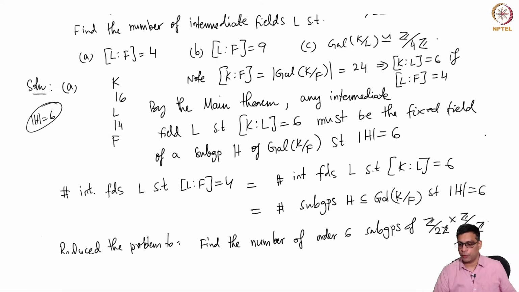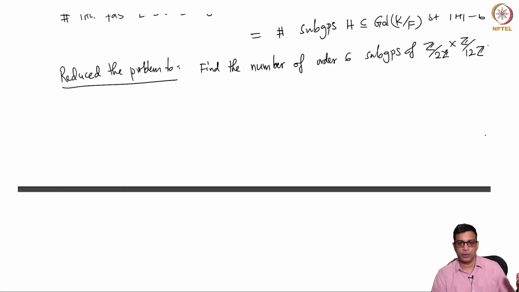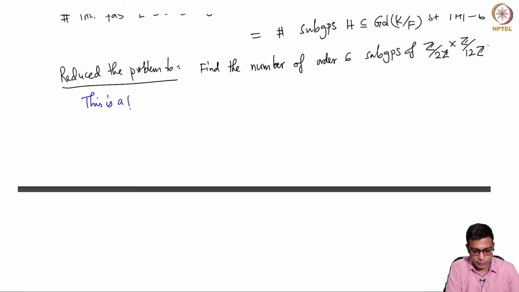Remember, the Galois group is isomorphic to Z mod 2 cross Z mod 12. So the number of subgroups of order 6 of the Galois group is exactly the number of subgroups of order 6 of this very nice, concrete group. Okay, so if two groups are isomorphic, things like the number of elements of a fixed order, the number of subgroups of a fixed order, and the order of the group itself are all the same for both groups, right? So now we have reduced the whole problem to a purely group theoretic problem.